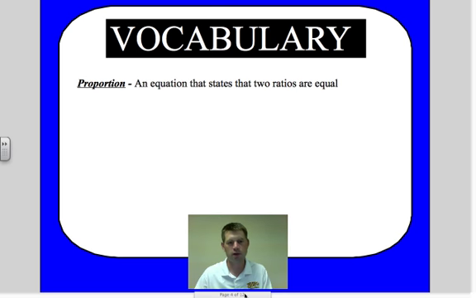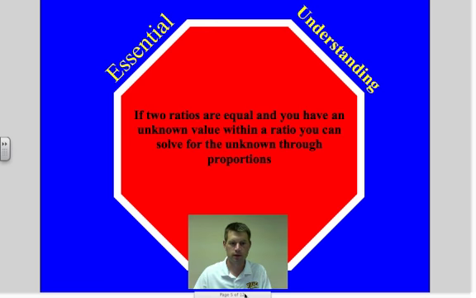In the last lesson we were talking about ratios being a comparison of two numbers. Now we're going to be comparing two ratios. An essential for your understanding here: if two ratios are equal and you have an unknown value within the ratio, you can solve for the unknown through proportions. So we're going to be able to do a little solving for an unknown value.